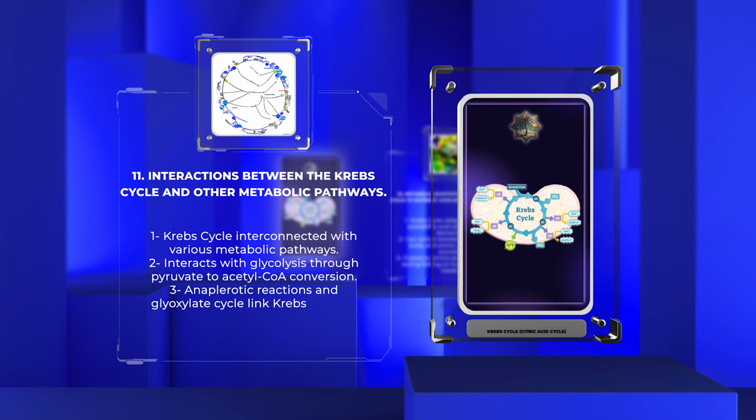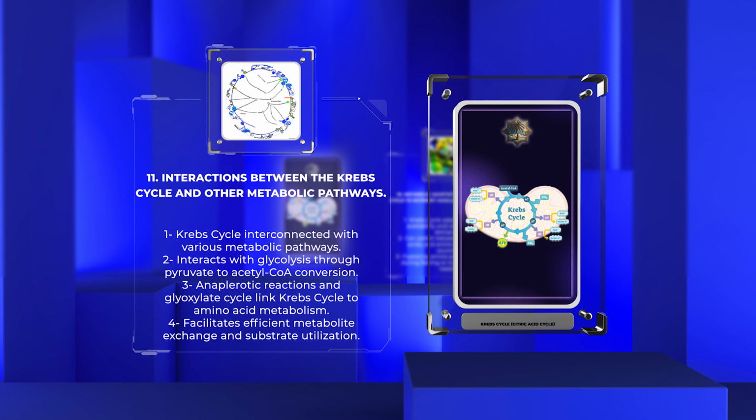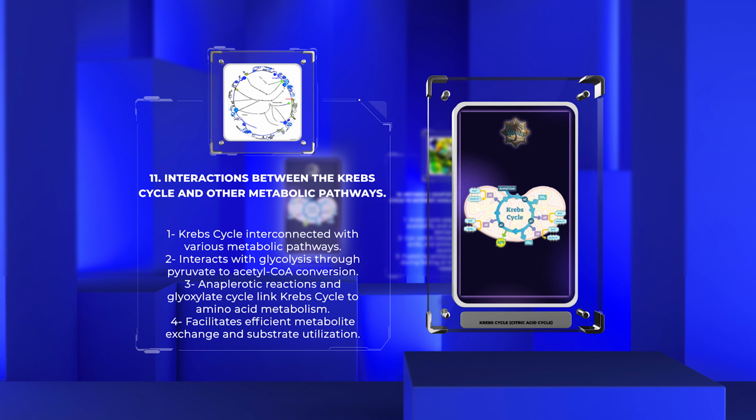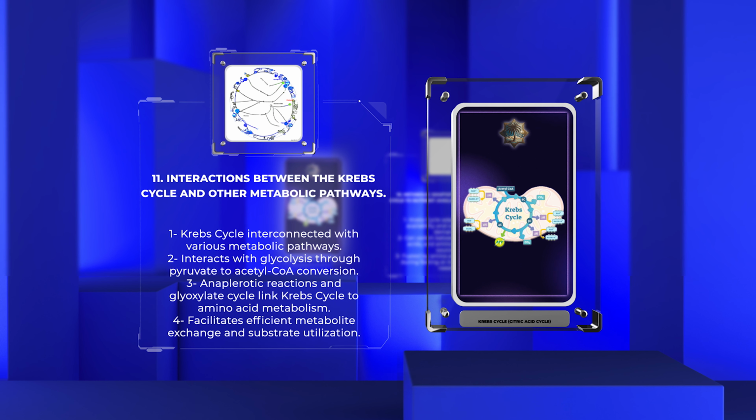are met. The Krebs cycle is tightly interconnected with various other metabolic pathways, ensuring the efficient utilization of resources and the maintenance of metabolic balance. For instance, the Krebs cycle interacts with glycolysis through the conversion of pyruvate to acetyl-CoA. Additionally, anaplerotic reactions and the glyoxylate cycle provide links between the Krebs cycle and amino acid metabolism. These interactions enable the efficient exchange of metabolites and facilitate the utilization of substrates across multiple pathways.